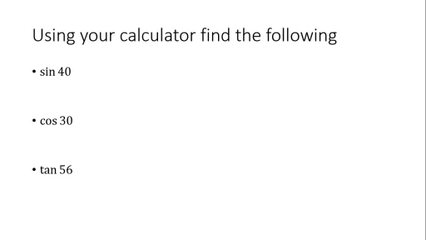All right, so the sine of 40 ends up being 0.6428. Cosine of 30 gets you 0.8660. And tangent of 56 ends up getting you 1.4826. So again, your calculator should be able to get these. If you used your calculator perfectly and got different numbers, it's probably because you are in radians and not degrees.